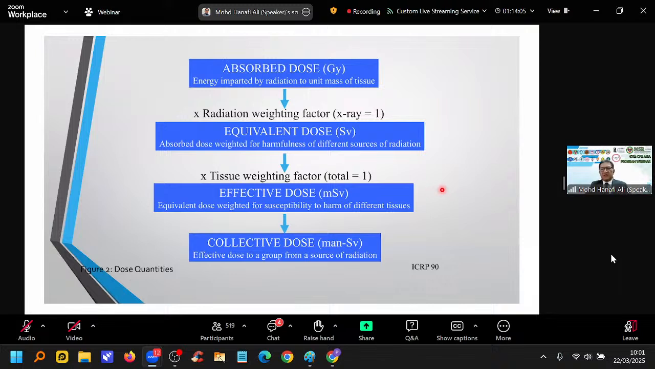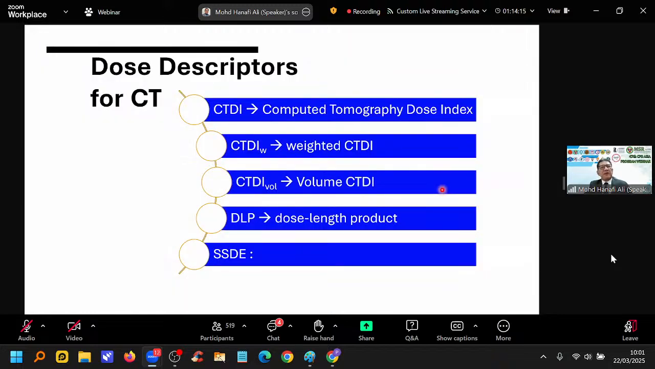And for the beginners, especially, then we can memorize that easily. Okay, this one I got it from ICRP 90. And for those descriptors, I think Dr. Azura already mentioned that. I just want to mention here again briefly. Those descriptors for CT, first CTDI, computed tomography dose index.